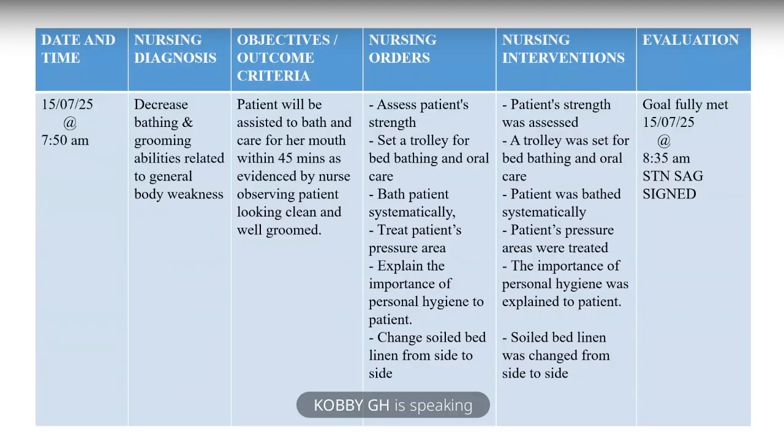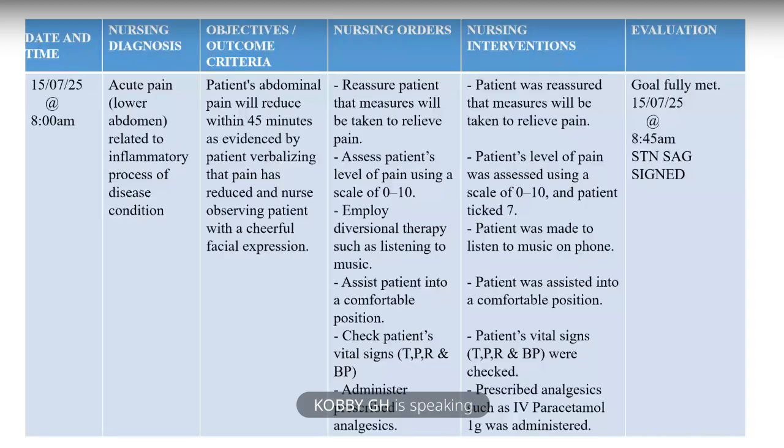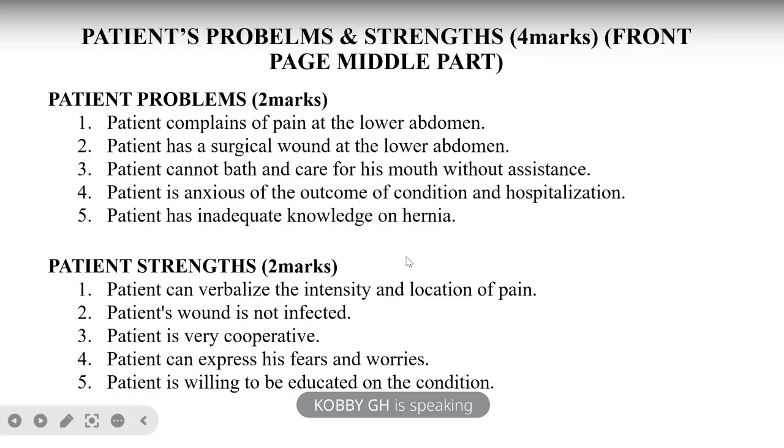Okay, so this is how you write the problem. Patient cannot bath and care for his mouth without assistance. Then the strength will be: patient is very cooperative. You can also write: patient can withstand turning in bed for bathing to be done.